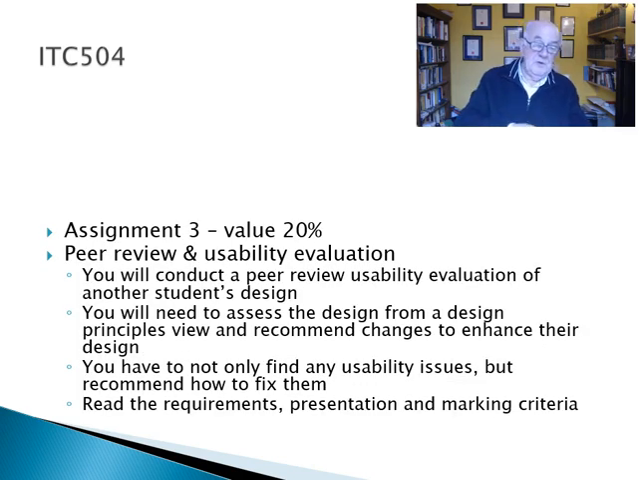Assignment 3 is a peer review and usability evaluation. Now what you're going to do is get somebody else's assignment 2, and you're going to do a review of it. You're going to assess the design from a principles point of view and recommend changes to enhance it. You're also going to do a usability evaluation of the design, and then you're going to not only find the usability issues that the design might have, but recommend how to fix them. And then that will be given back to the student whose assignment it is. The same, and you'll have yours done as well.